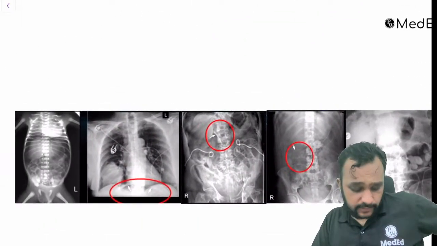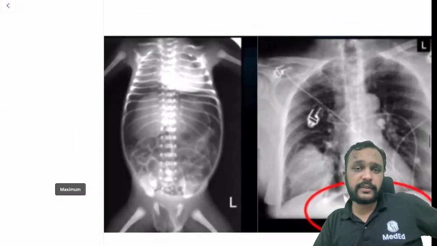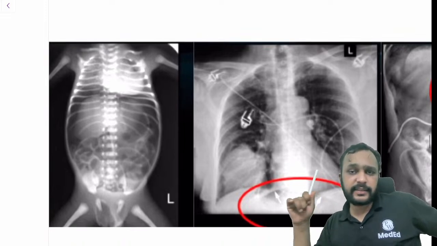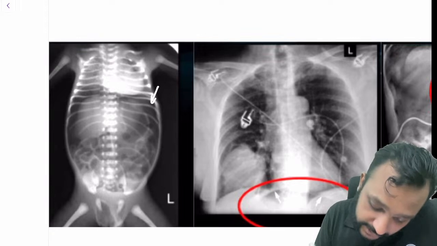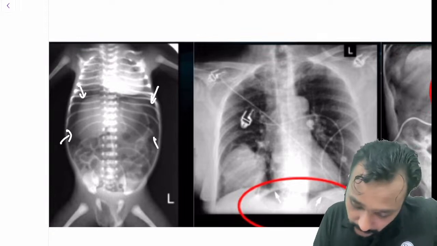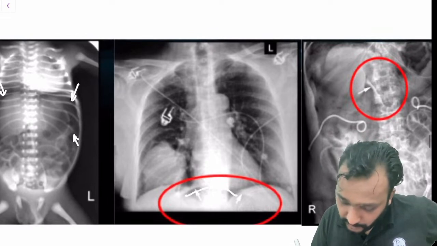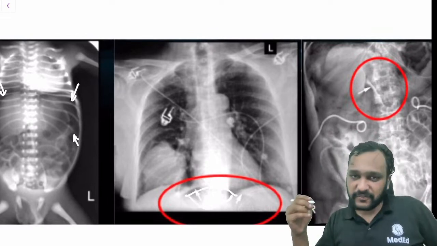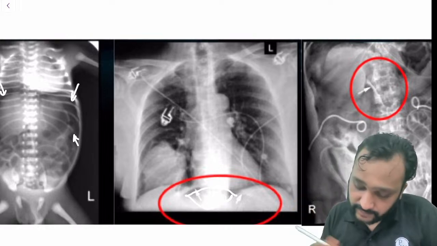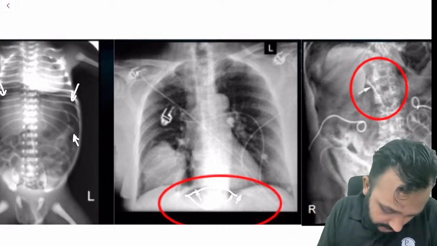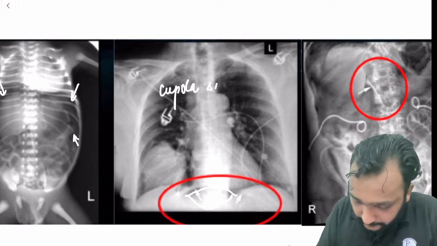Right? So guys, you should also be aware of the other important signs. The first X-ray is showing you the football sign. The whole peritoneal cavity is filled with air, giving the football appearance. In the second image, there is a collection of air under the central tendon of diaphragm, and this is your cupola sign, right?